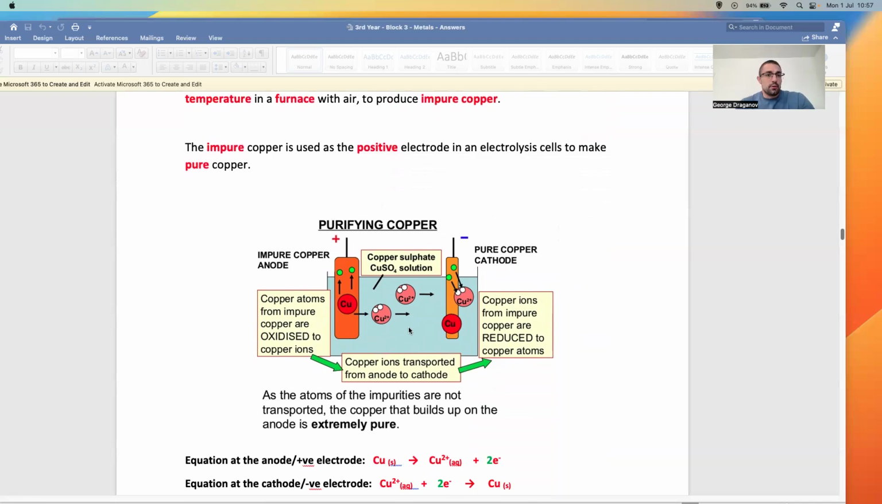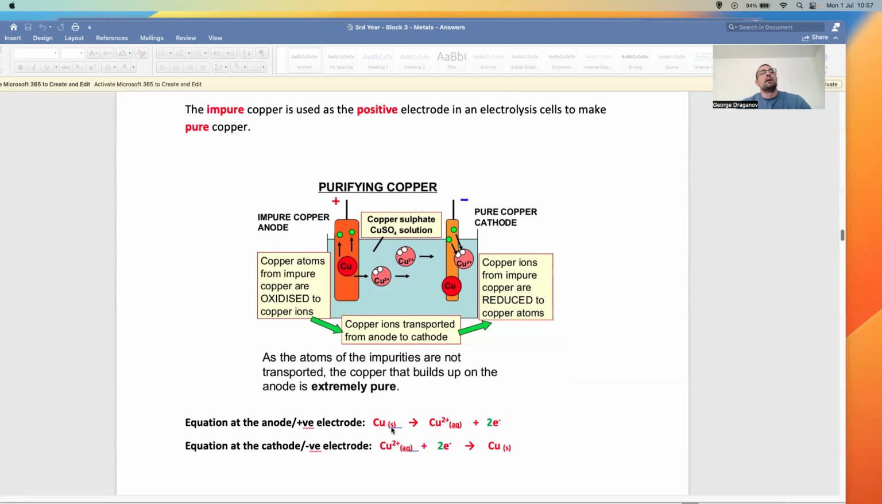What happens over time is that the copper atoms on the impure electrode get oxidized. They lose electrons, which flow across in the wire, and it becomes Cu → Cu2+ + 2e−, an oxidation reaction at the anode. Like always, the anode is always oxidation in electrolysis. The electrons flow across to the other side.